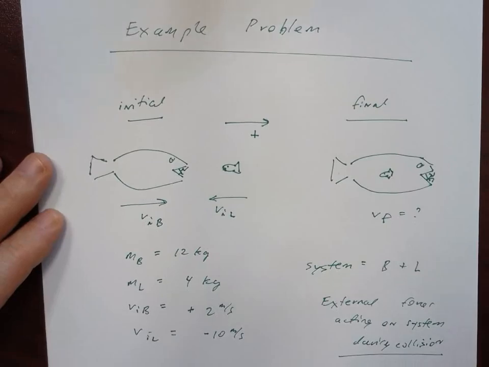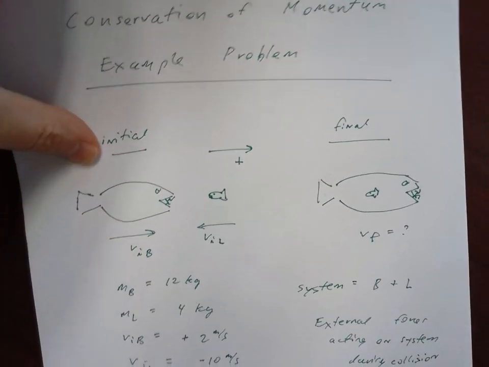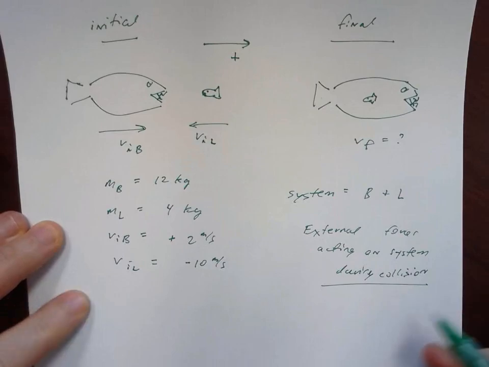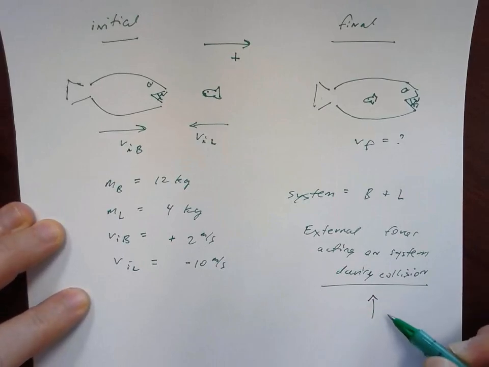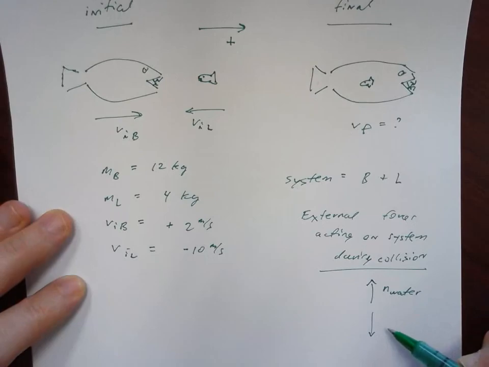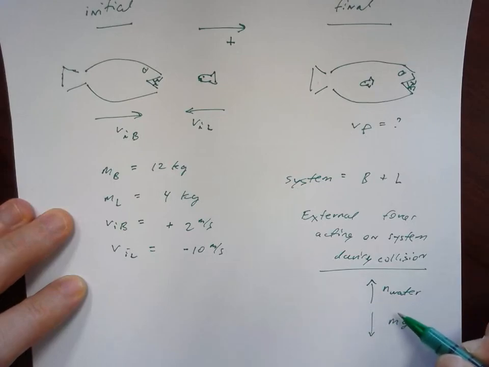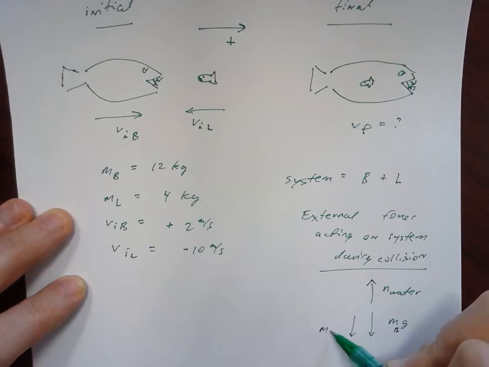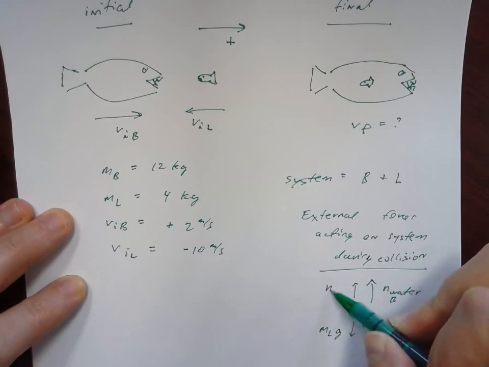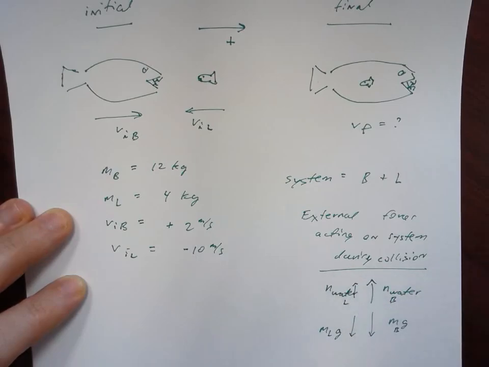I guess they're underwater, so the water is holding them up. I'm just going to call that N. And since there's two fish, I'll put 2 mg. There's the weight of the big fish. There's the weight of the little fish. The water is holding up the big fish. The water is holding up the little fish.